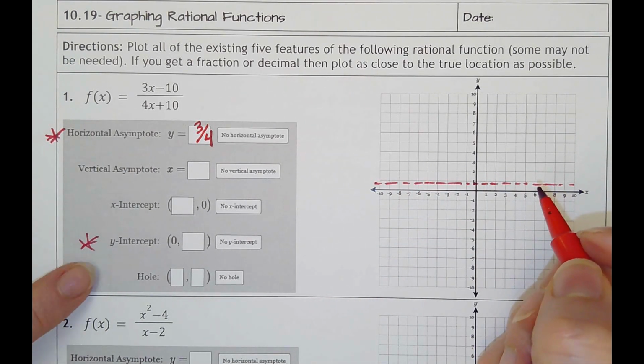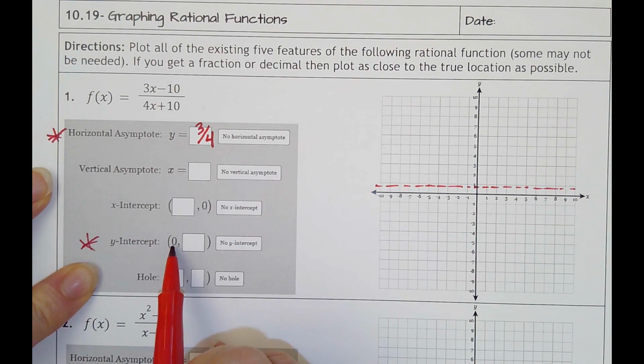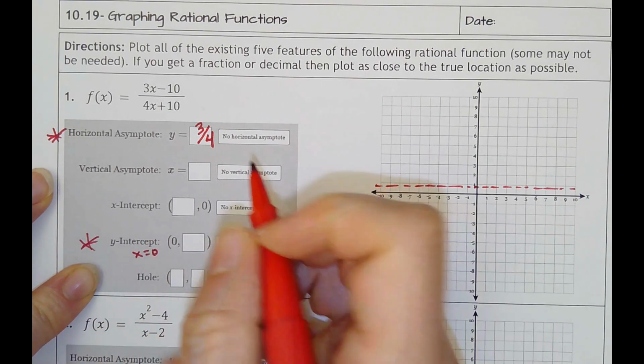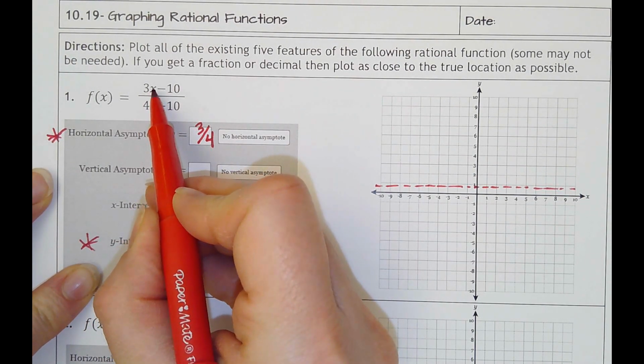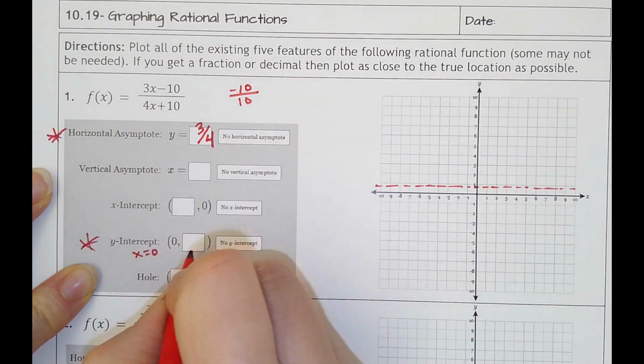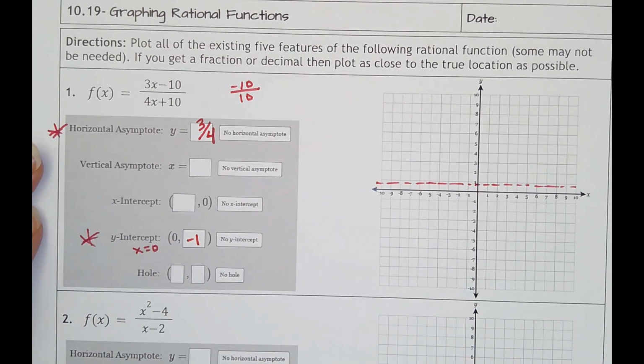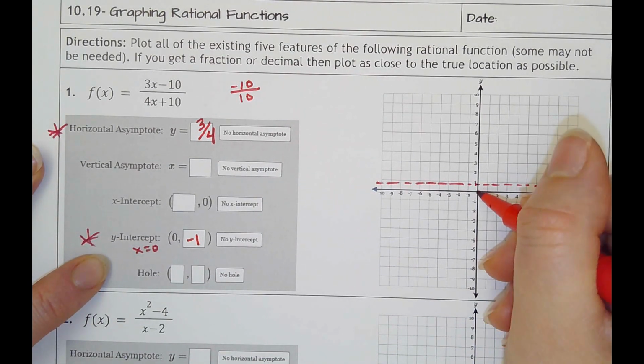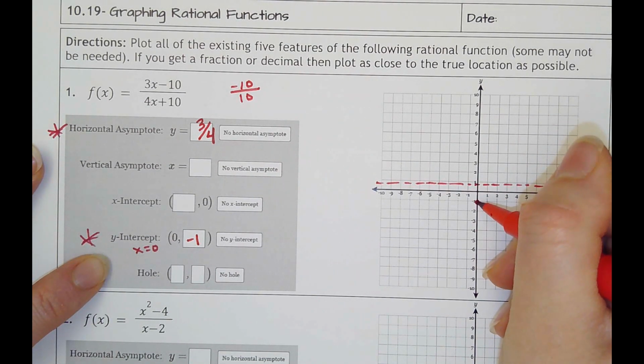And then my y-intercept, remember, is just plugging in x is 0. So that would be 3 times 0 is 0, that would be -10, that'd be 0 plus 10, and that divides to make a y value of -1. So I'm going to put that on there. 0, -1 would be right there.